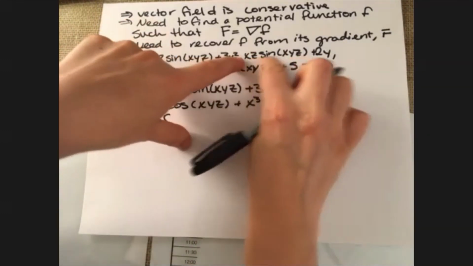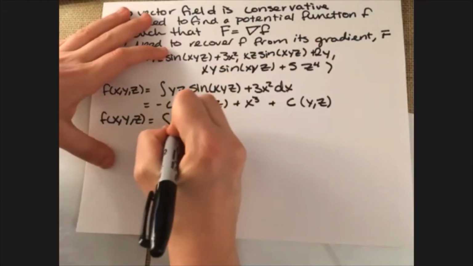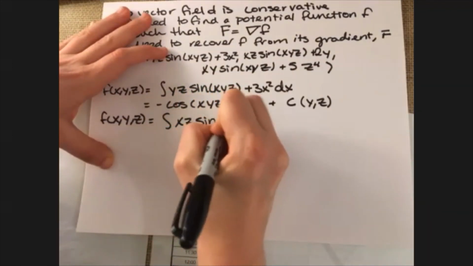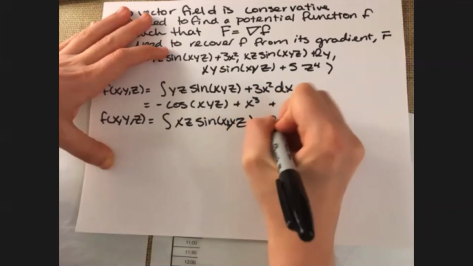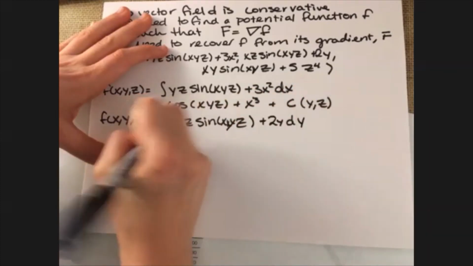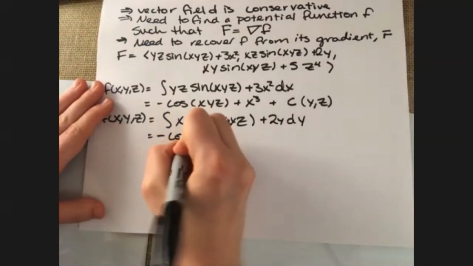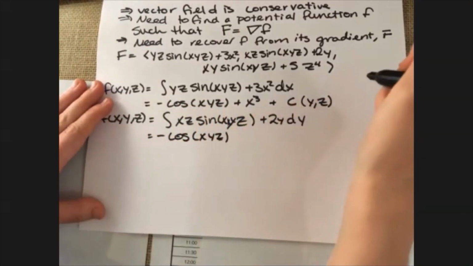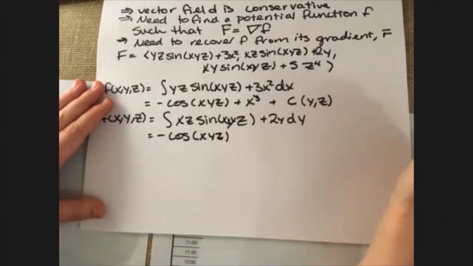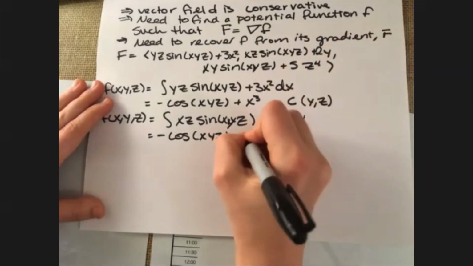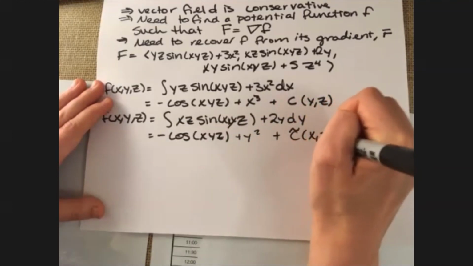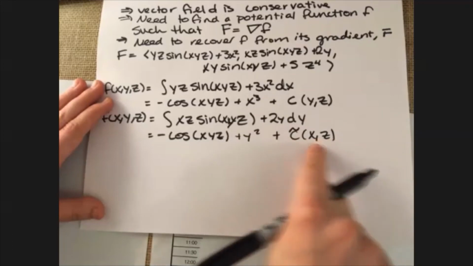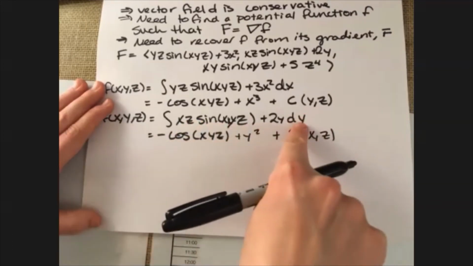And we can recover information about this by taking the integral with respect to y. So I'm going to look at my y component here, take its integral with respect to y. And I'm going to get negative cosine xyz, 2y, so plus y squared, and then plus some unknown function in terms of x and z, because we can't recover information about x and z using an integral with respect to y.